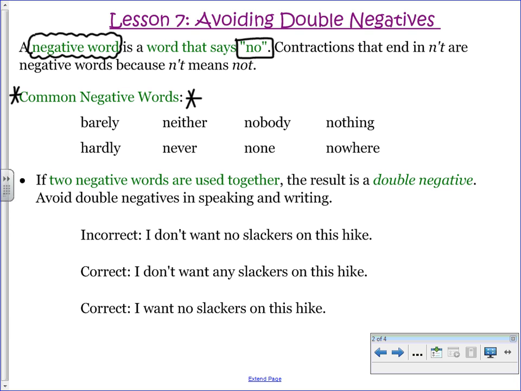So the big thing for today is that if two negative words are used together, we create what's called a double negative, which is improper grammar. So today's just a quick and easy reminder that whenever we are writing and or speaking, we want to avoid using these double negatives.